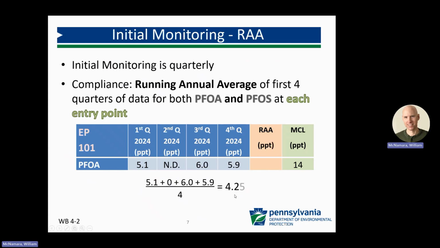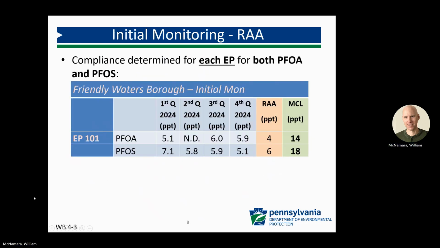And we just look at the 2. And, of course, 4.2 becomes 4 as a whole number. If it had been 4.5, then that would round to 5. And that is compared to the MCL. Since the MCL here is 14, this system for PFOA at this entry point is in compliance.